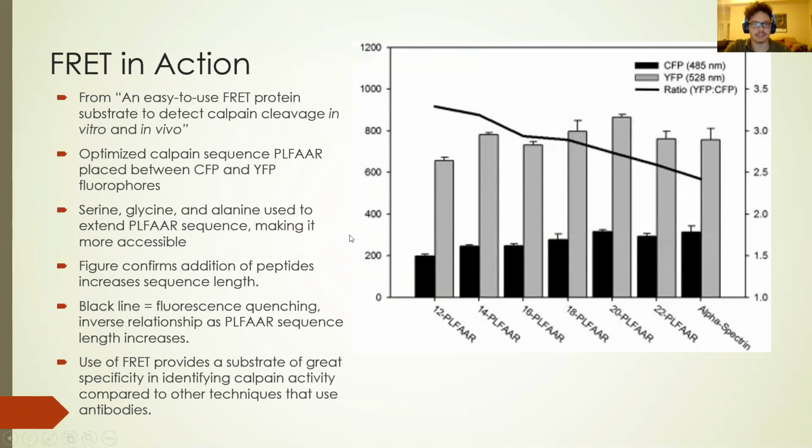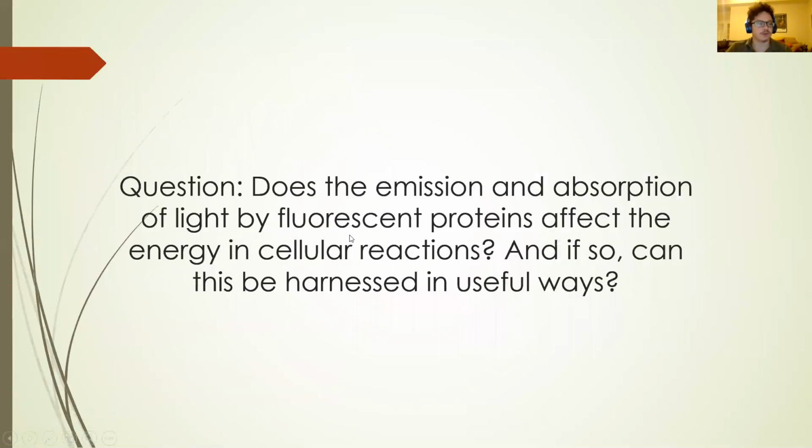antibody-based calpain identifiers. So my question with this is, does the emission and absorption of light by fluorescent proteins affect the energy in cellular reactions? And if so, can this be harnessed in useful ways, such as when I mentioned the whole thing about solar cells? Like, is this changing the activation energy of certain reactions, or is this exchange of energy interacting in a meaningful, interesting way that we can then harness to improve certain cellular processes or anything like that?